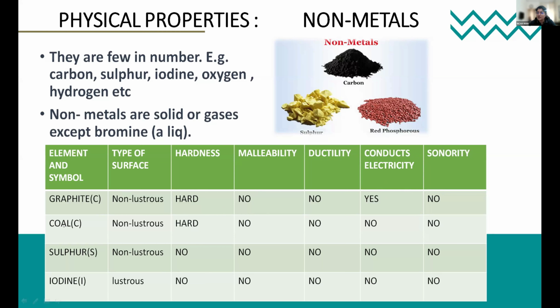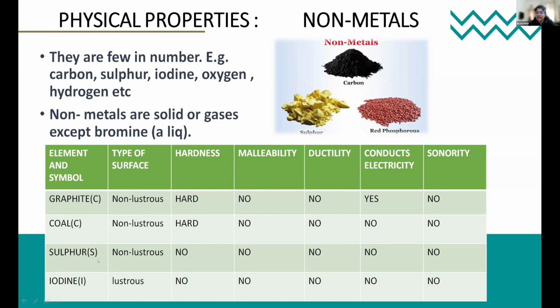Then coal. Where is coal used? In ancient times, coal was used in engines, to run the engine. Now coal is also a form of carbon, right? It is non-lustrous, it has no shiny surface, and it is hard. Malleability, no, it cannot be converted into thin sheets. Not ductile, not wires. It does not conduct electricity, and it does not produce any sound.